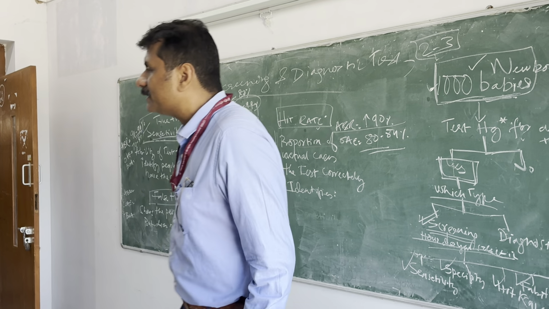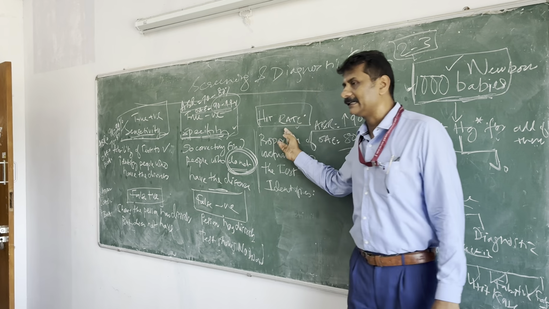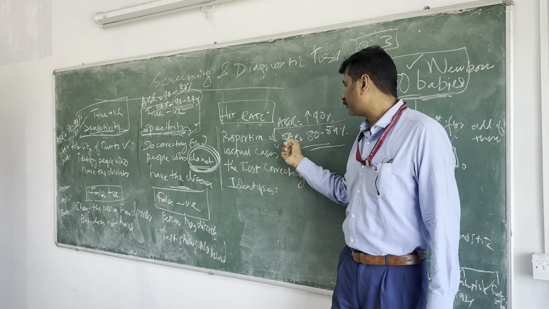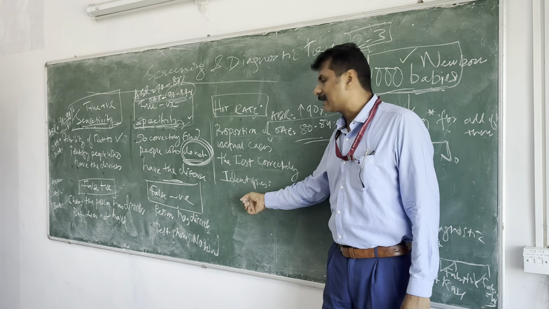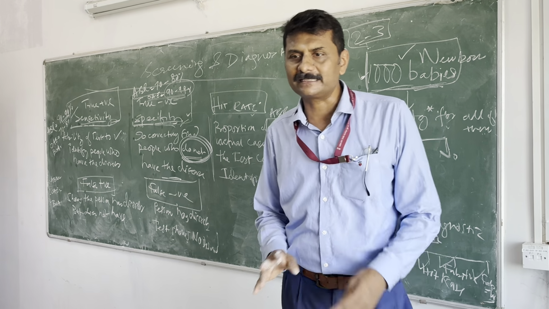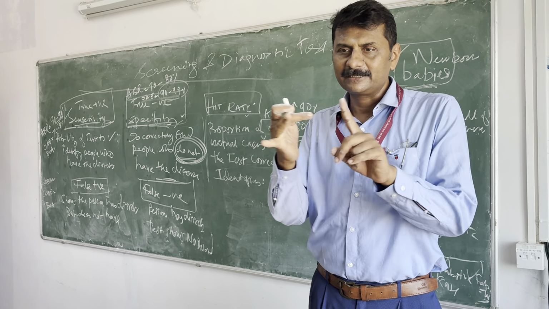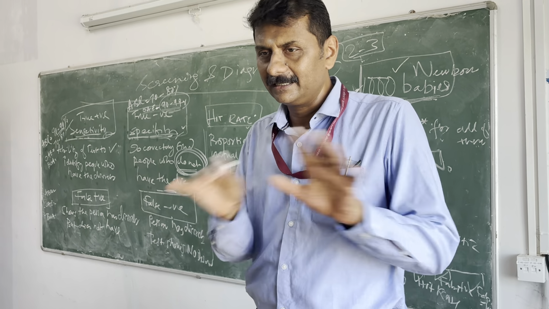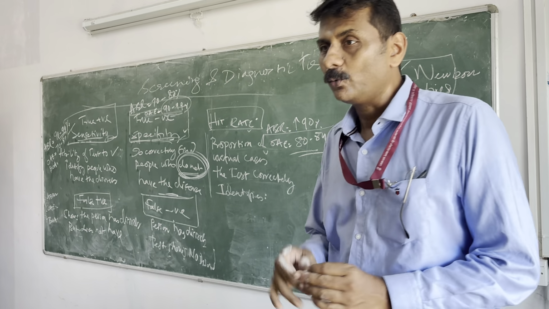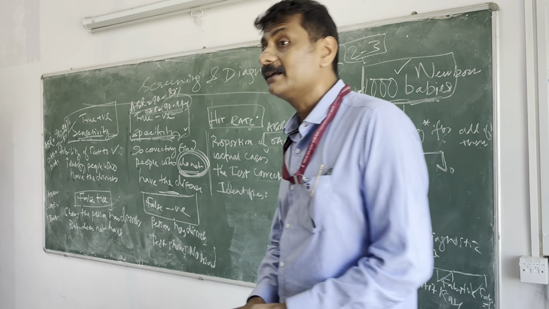The overall combination would be known as the hit rate. Hit rate is the proportion of actual cases that the test correctly identifies. That's known as the hit rate. Sensitivity, specificity, false positive, false negative, and hit rate. These are factors which have to be seen while selecting a screening test.